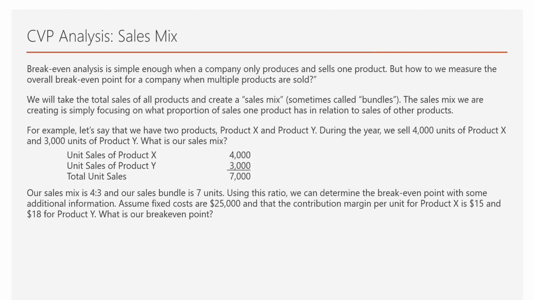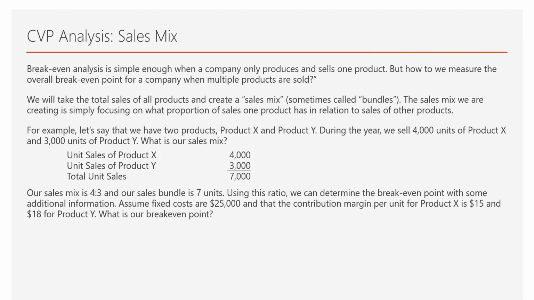Well, our sales mix, we're going to have to take their total unit sales of product X add to that our total unit sales of product Y to get our total sales units. In this case, 4,000 units of product X. We sell 3,000 units of product Y for total unit sales of 7,000. So now we're going to divide each one of these and take a look, and out of that 7,000, 4,000 is product X, 3,000 is product Y, our sales mix of 4-3.